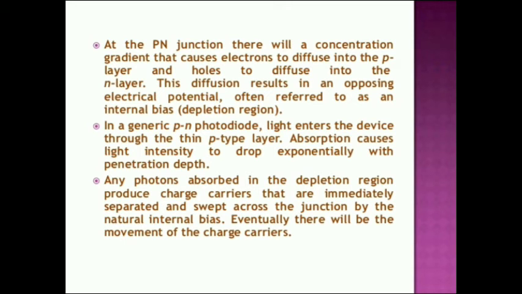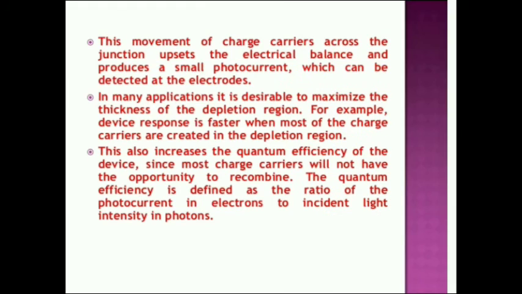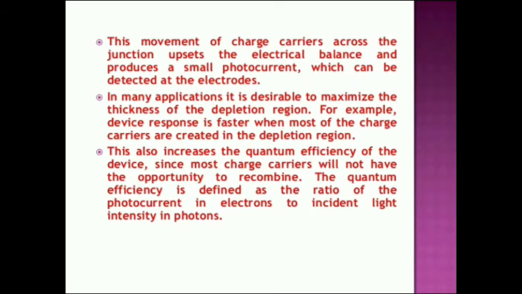Any photons absorbed in the depletion region produce charge carriers that are immediately separated and swept across the junction by the natural internal bias. This movement of the charge carriers across the junction upsets the electrical balance and produces a small photocurrent, which can be detected at the electrodes.